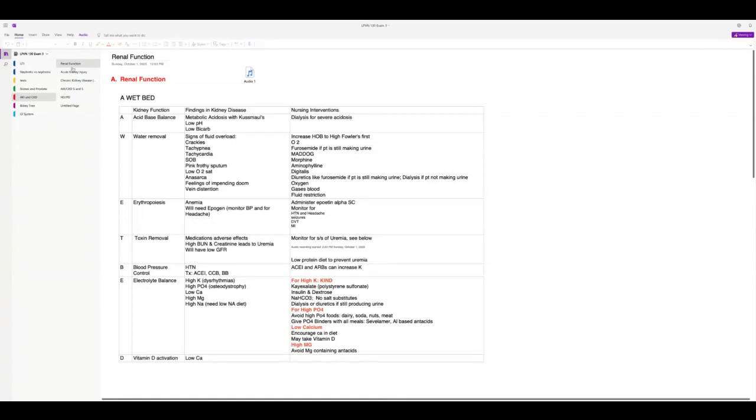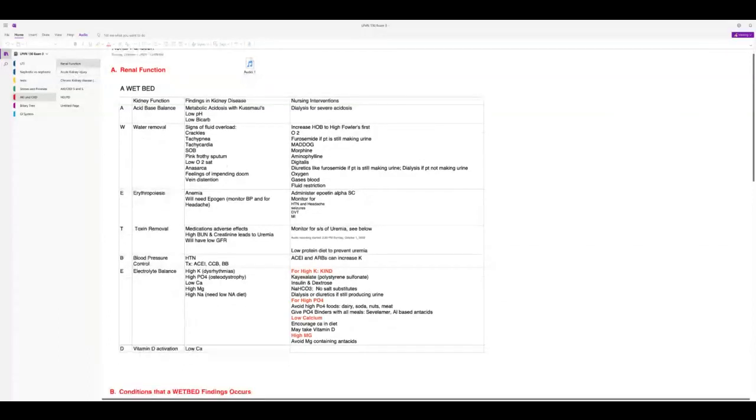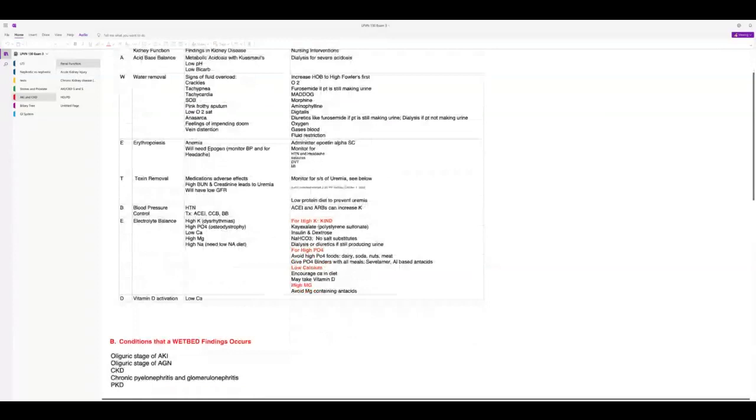B is for blood pressure control. The kidneys help us maintain our blood pressure. So if they can't anymore, then the patient is going to get hypertension, which is treated with ACE inhibitors, calcium channel blockers, and beta blockers. And remember, ACE inhibitors and ARBs can increase your potassium. That's important to know because most patients with kidney disease are on ACE inhibitors, but they also can't get rid of potassium in their body. So you have to watch that.